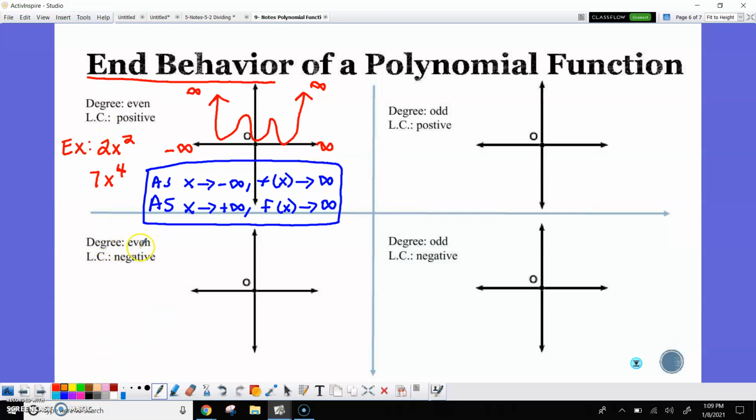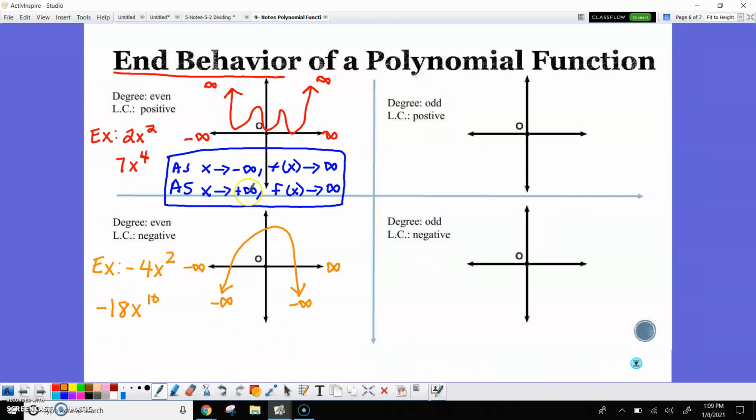When you have a degree that's even but the leading coefficient is negative, then instead of opening upwards like this, it will open downwards like this. So you know that from your examples of quadratic. So I could have a negative 4x squared, or even a negative 18x to the 10th. All of those will open downwards like this. Your x-axis, this is going towards positive infinity. This is going towards negative infinity. And looking at the ends of your graph, they're also both going towards negative infinity.